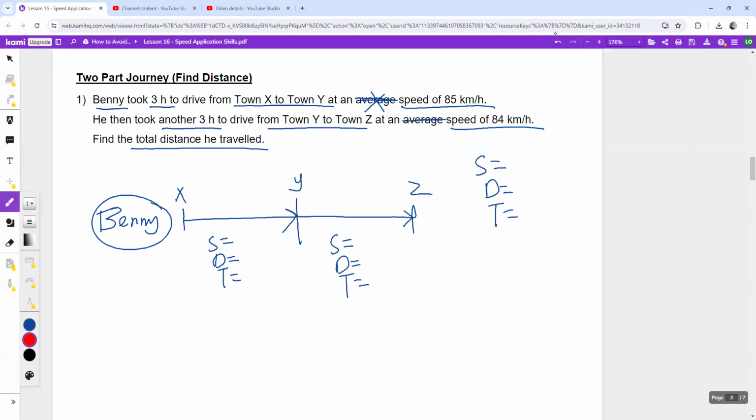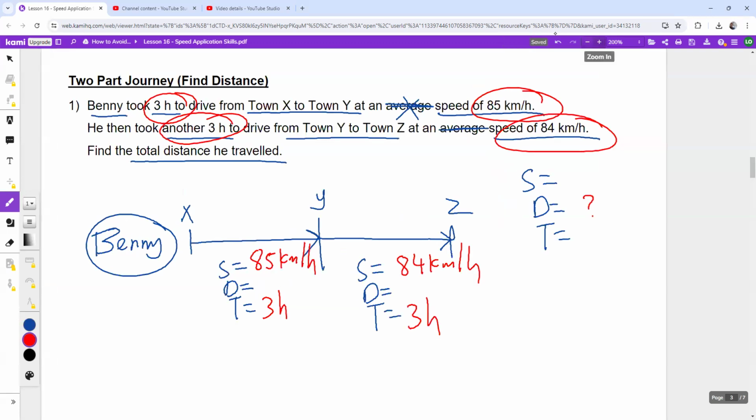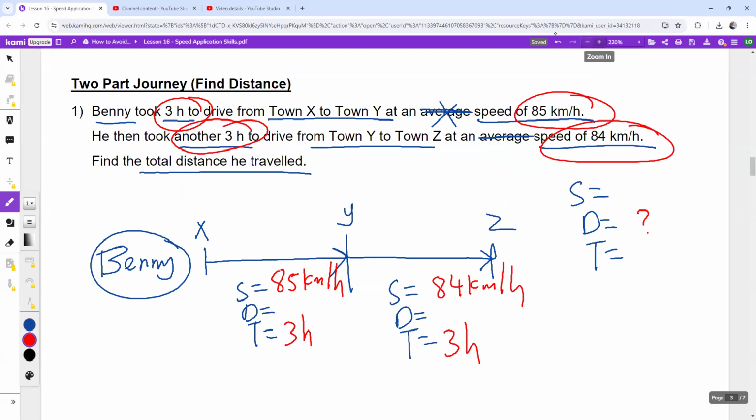Benny took 3 hours to drive from X to Y, and the speed is 85 km per hour. And he took another 3 hours, which is the second part of the journey, to drive at the speed of 84 kilometers per hour. So what was the total distance he traveled? That's your question mark. You can see that the model is done. And if it's a good model, you don't need to look at the question.